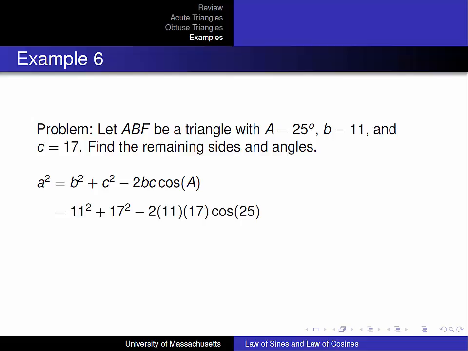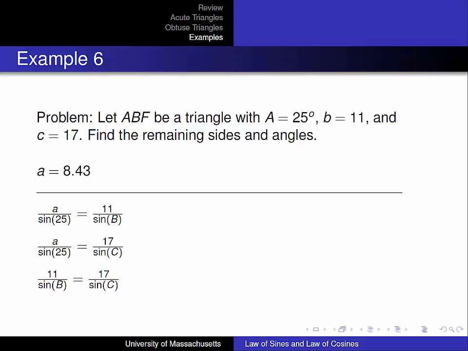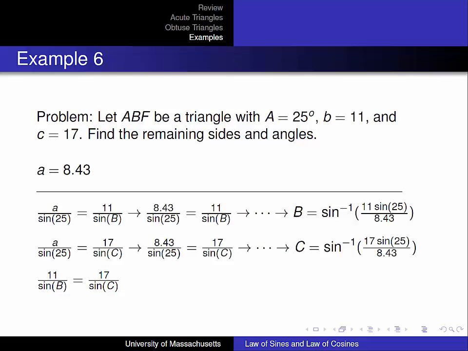So plugging in, b equals 11, c equals 17, and A equals 25, we get that a squared equals 71.06, which gives us that a equals 0.43. So now, given that a equals 0.43, and going back to the equations that we had with the law of sines, we can now plug in our value of little a. Skipping some steps there, you can do it on your own, but you can see that we can now solve for both angle B and angle C, since we only had one unknown in each of those equations.